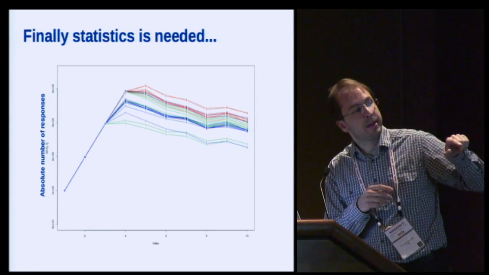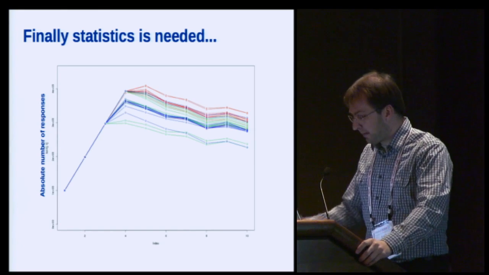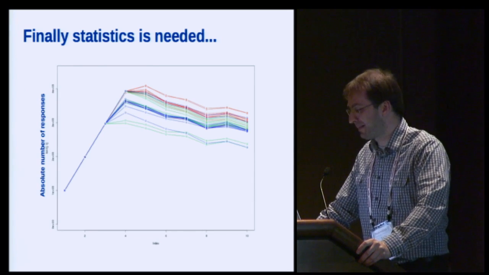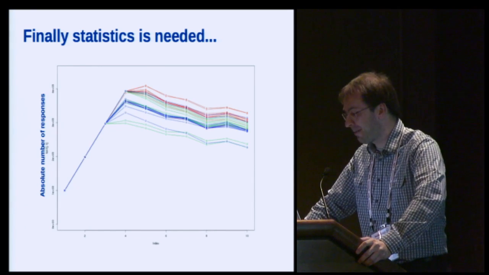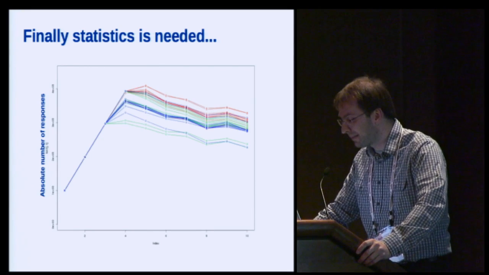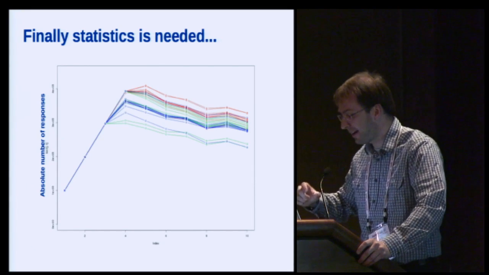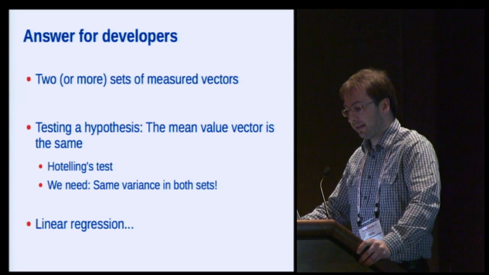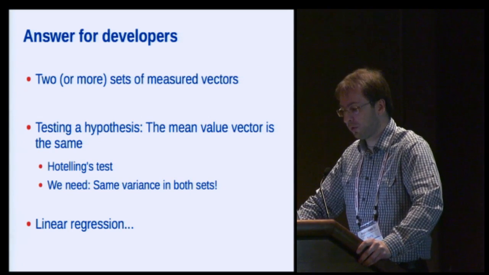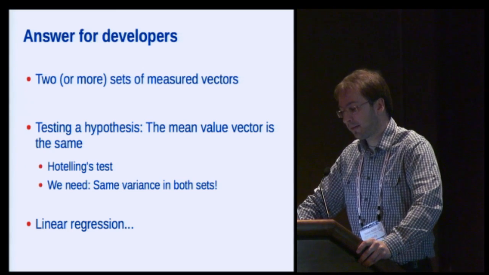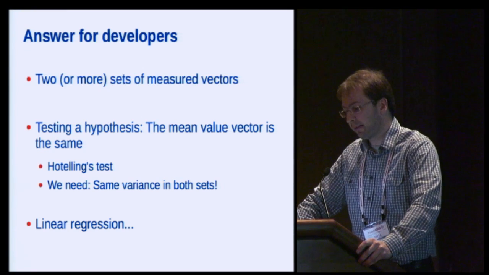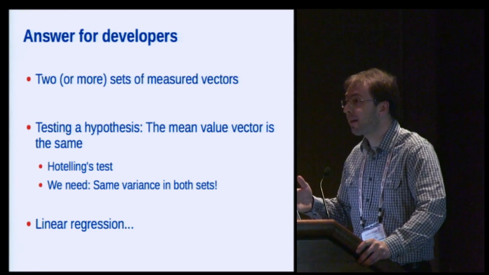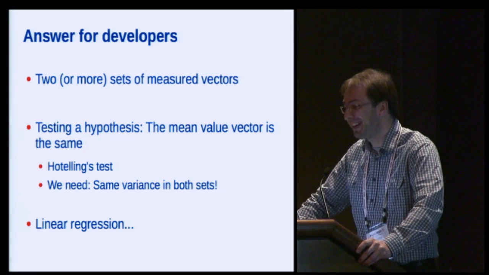So maybe you can see that the red set of options is slightly better, but you can't really tell because it's crowded with measurements and points, and the variance is quite high. So in order to answer our developers, the obvious idea was to use hypothesis testing, and luckily there is a test that fits us, Hotelling's test, which works like a t-test.